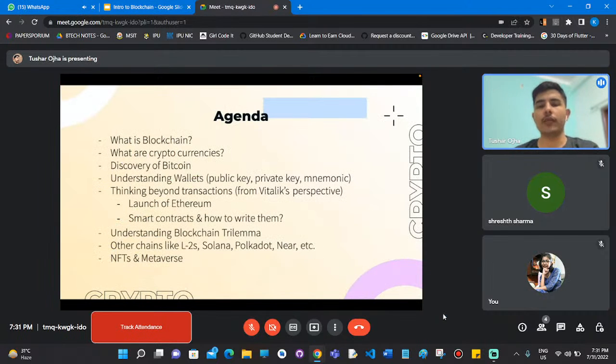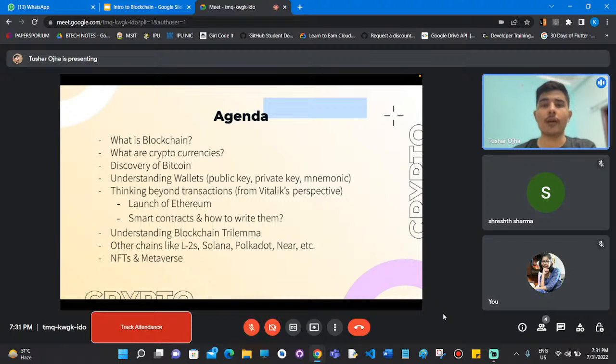So this is the agenda for today's session. We'll be learning about what is blockchain, what are cryptocurrencies. You have heard a lot about it. There are tons and tons of cryptocurrencies, which one to pick, which one to trade. Those things we are not going to discuss, of course. What we're going to discuss is cryptocurrencies, how these work, what they are.